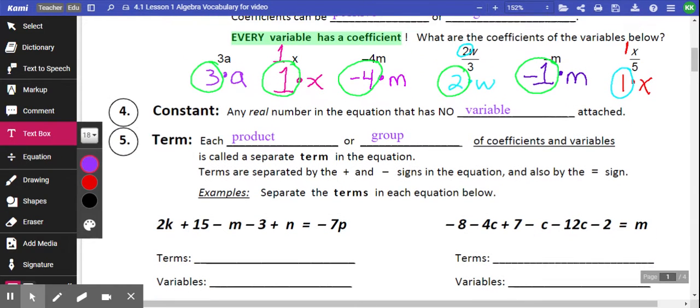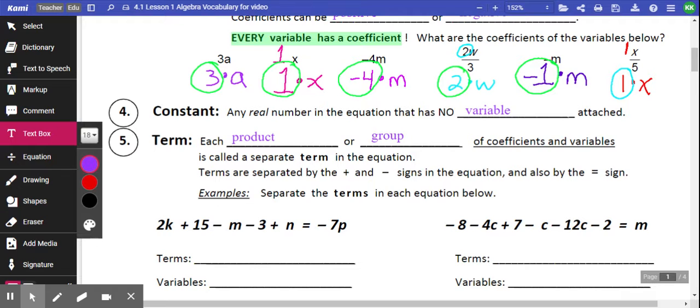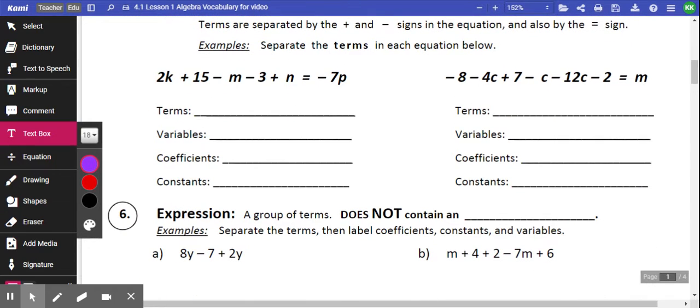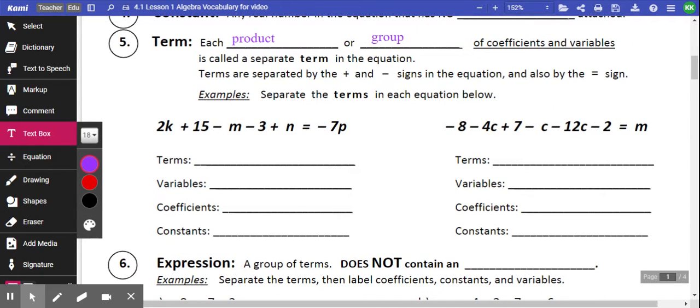We are now going to use all of these vocabulary words to list the terms, variables, coefficients, and constants in this example. We're going to do this first example together, and then you are going to try the second one on your own.